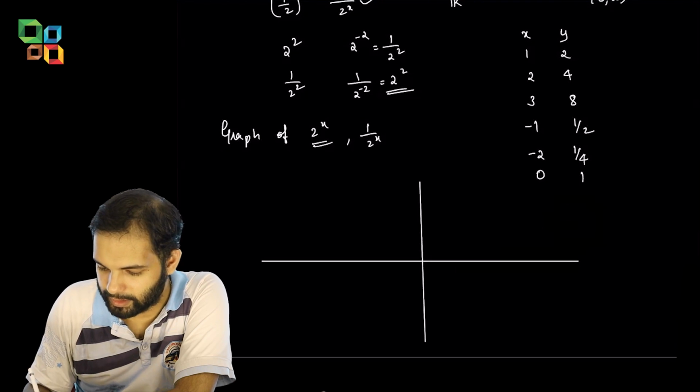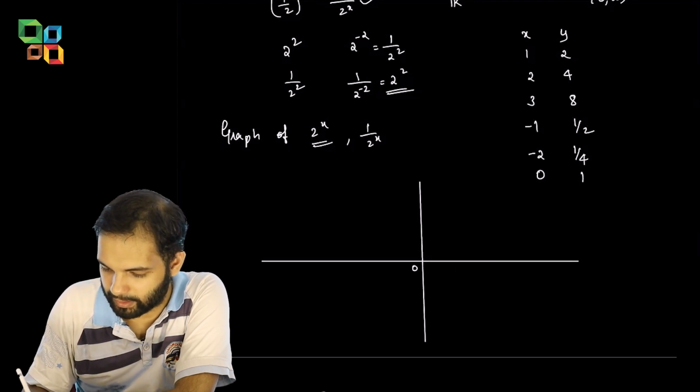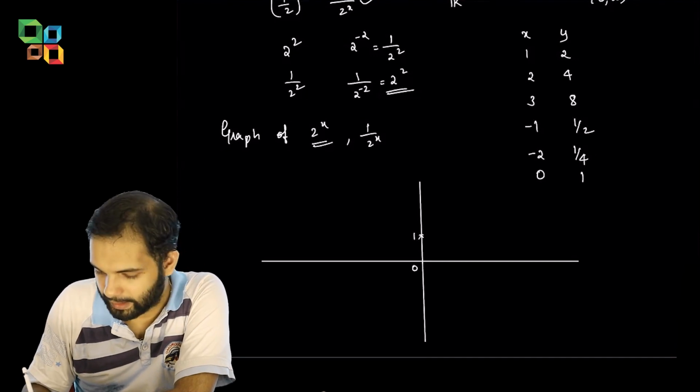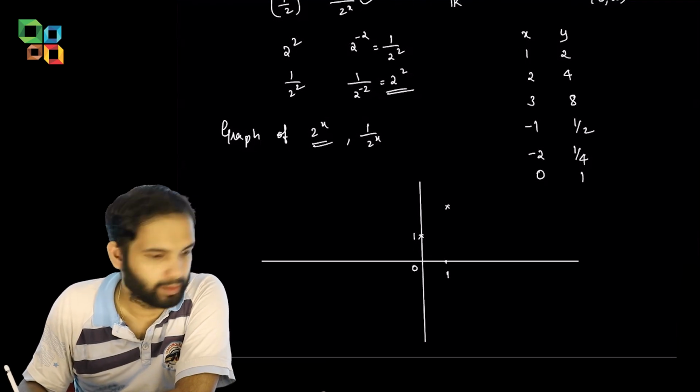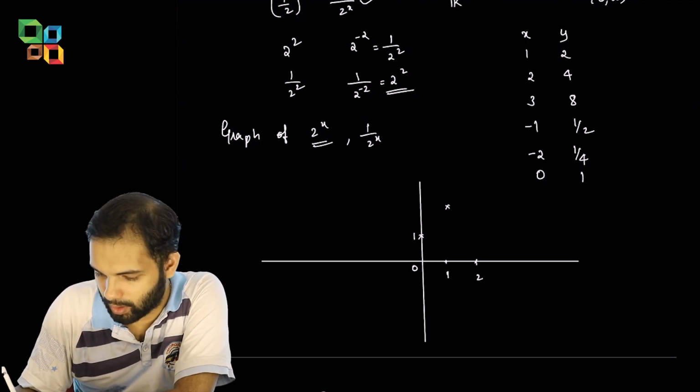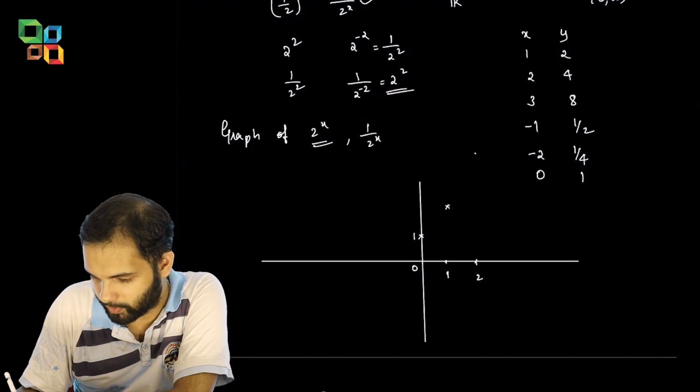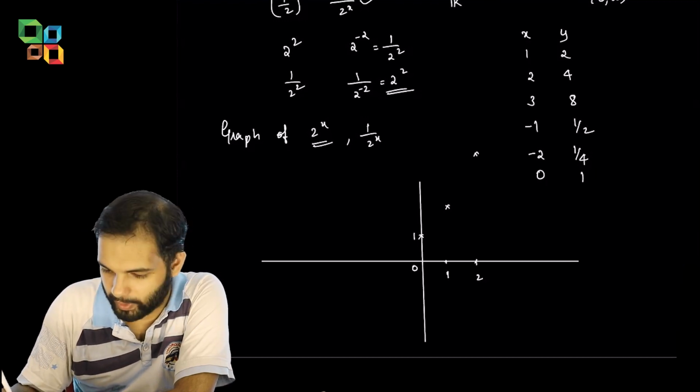Right. So this is 0. At 0, it was 1. Correct. So suppose this is 1. Fine. So at x equal to 1, we are saying y is 2, double of this. At x equal to 2, this is somewhat here, 4. When it is 3, it's 8.